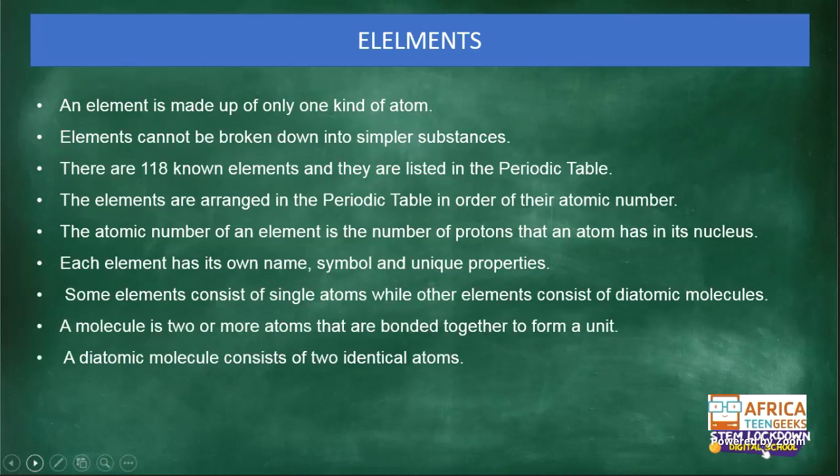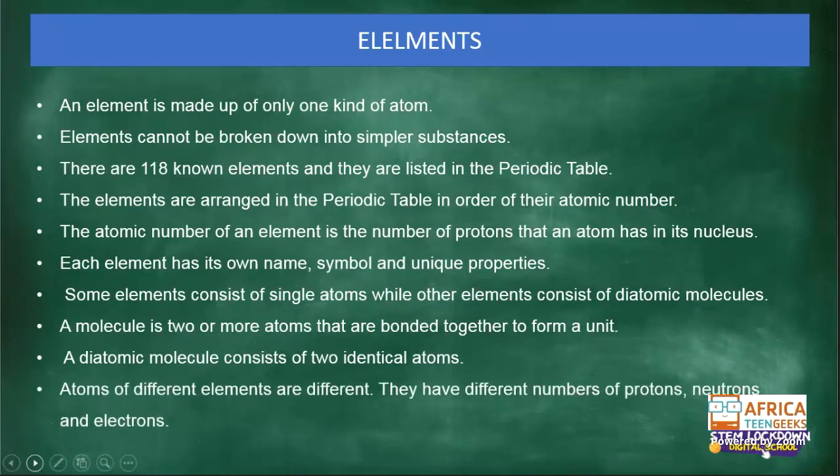So some elements consist of single atoms that are bonded together to form a unit. And these are called diatomic molecules. This means that it consists of two identical atoms. And atoms of different elements are different. They have different numbers of protons, neutrons, and electrons. So you won't have two elements that have the same number of protons, neutrons, and electrons, because then it would be the same.